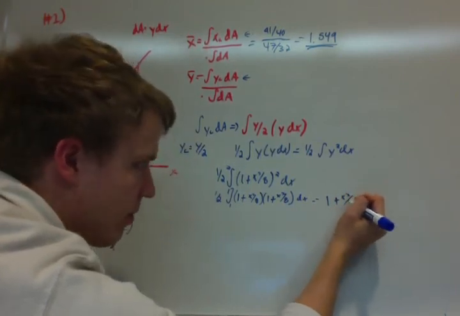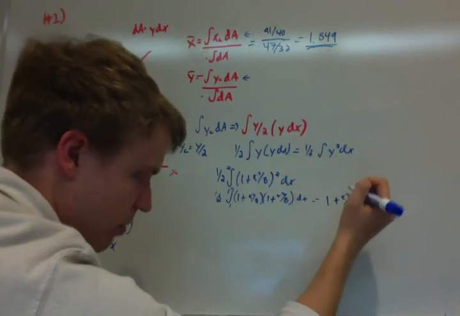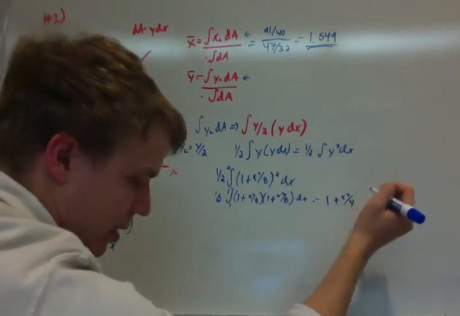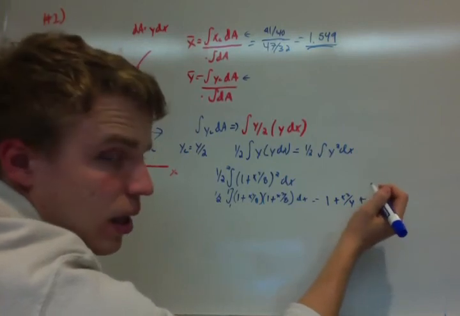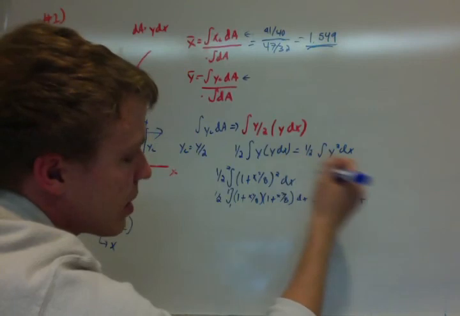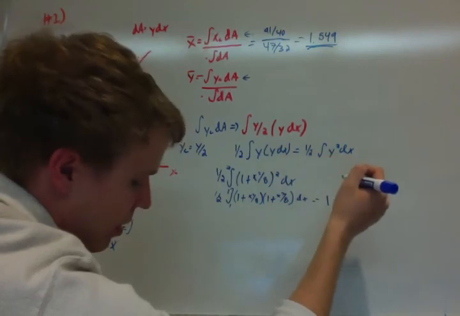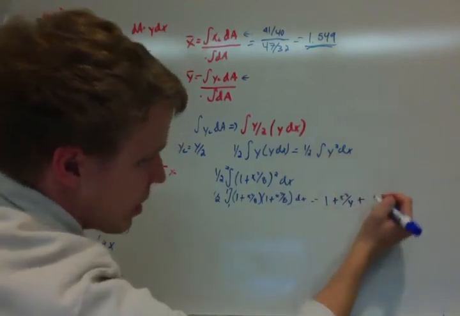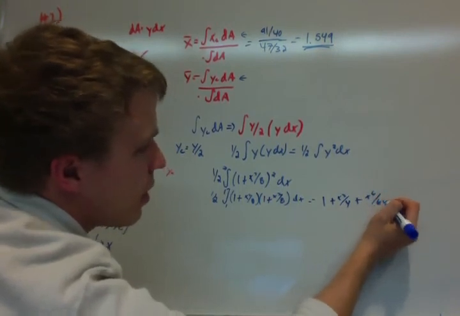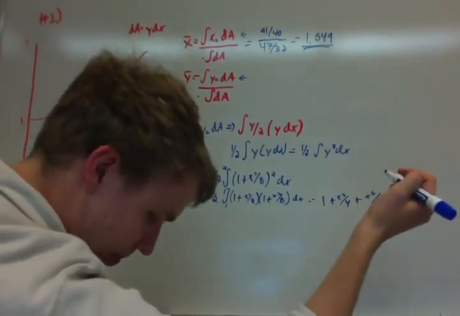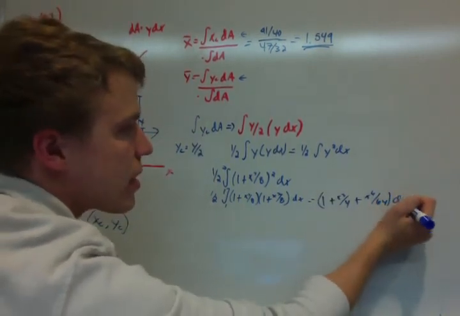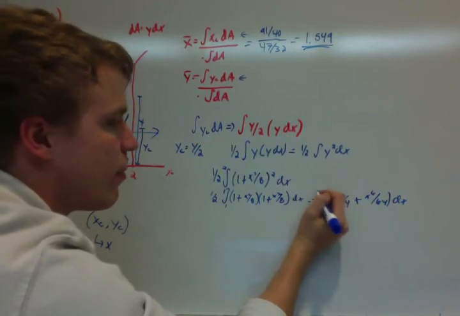It'd be 8 over 2 is 4. Let's see, plus, gosh, I wish you guys were here to help me. x to the 6th over 64. 8 times 8, yeah, 64. Check me on that. I mean, I think it's right. dx. So let's integrate this now from 1 to 2.